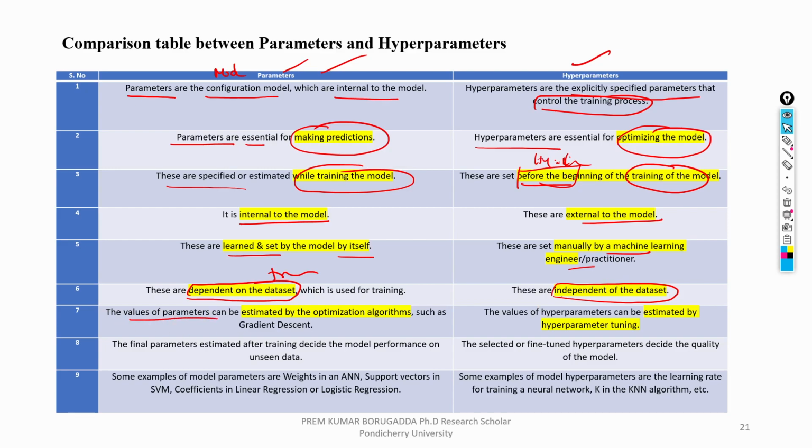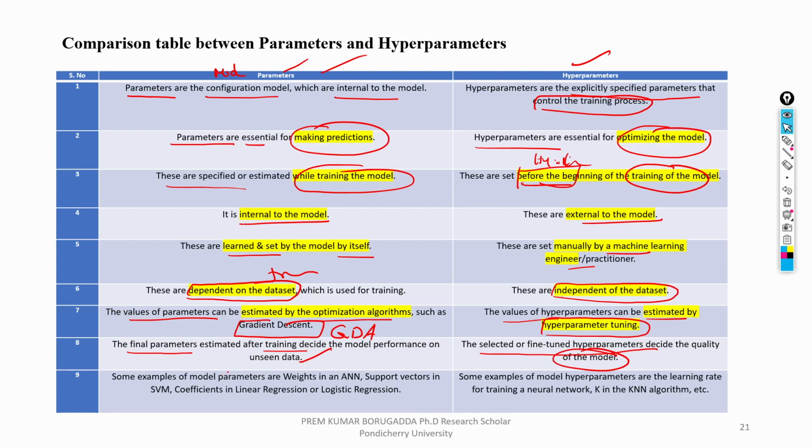The values of the parameters can be estimated by the optimization algorithm, which is the gradient descent algorithm. The values of the hyperparameters can be estimated by hyperparameter tuning. The final parameters are estimated after training, decided by the model performance on unseen data. The selection of the fine-tuned hyperparameters is decided by the quality of the model.